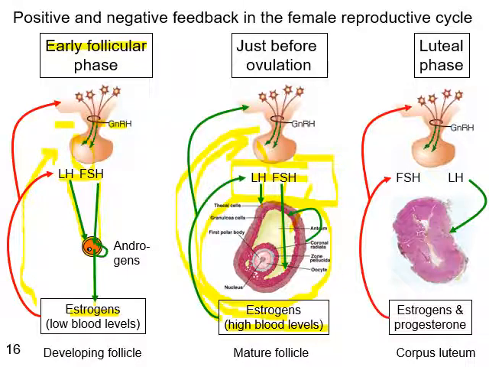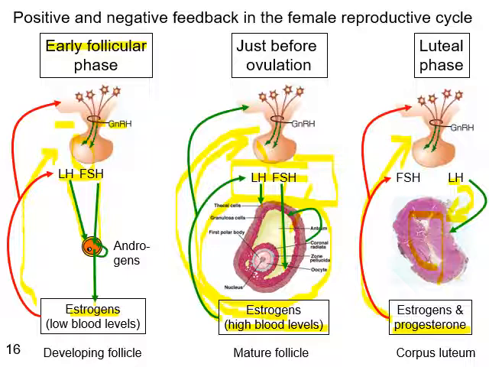That surge triggers ovulation, and after ovulation, the corpus luteum produces progesterone, and the combination of high progesterone returns the system to negative feedback. And now we have LH sustaining the corpus luteum, but it's at a low level. The surge has terminated.